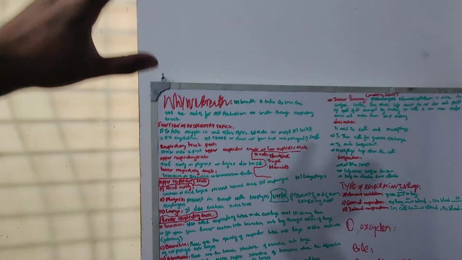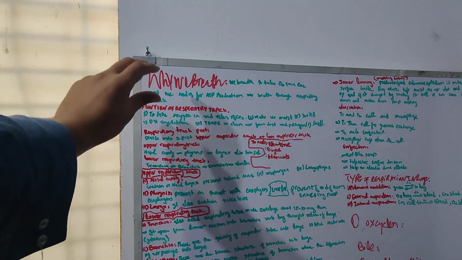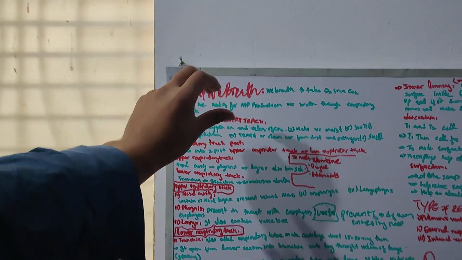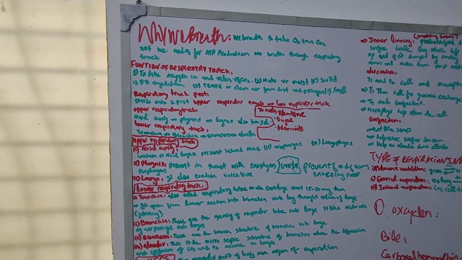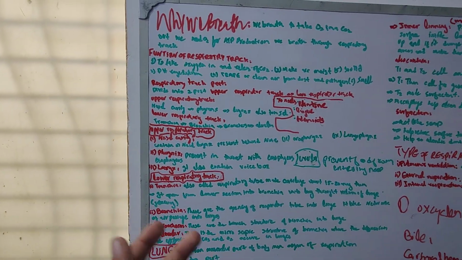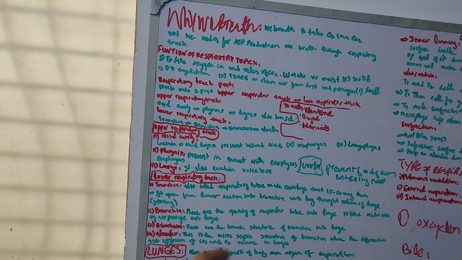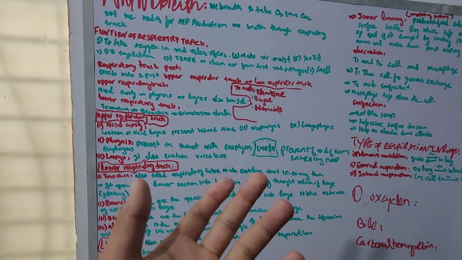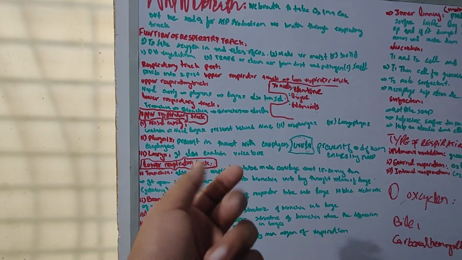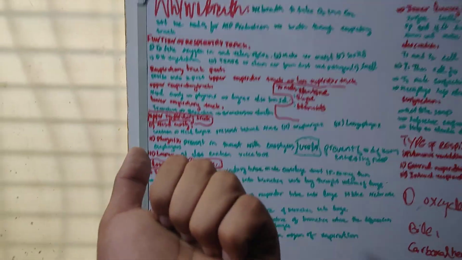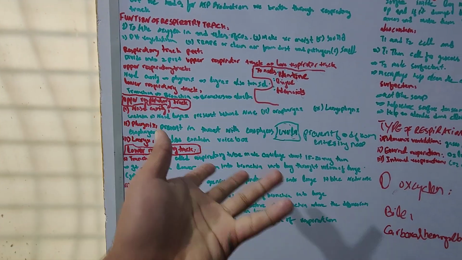First of all, we need to know why we breathe. We breathe to take O2 in and to release CO2 out into the environment. Why do we need O2? We need O2 for ATP production, because it's the power currency of the cell.